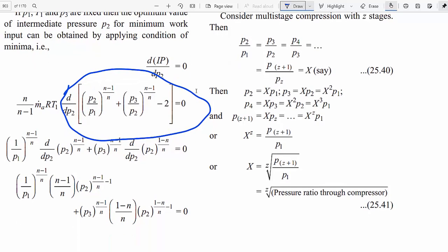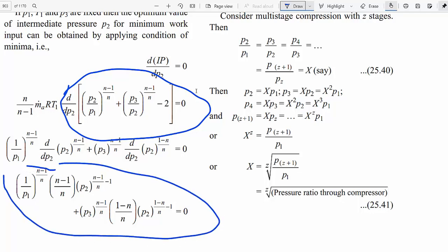And the second differentiation: plus P3 power n minus 1 by n into the differentiation term, which is 1 minus n by n into P2 power 1 minus n by n minus 1, because x power n differentiates to n into x power n minus 1. Here the power of P2 is n minus 1 by n. Okay, the first term is n minus 1 by n, and the second term is 1 minus n by n. Therefore, using the same differentiation formula, we get the relation like this.